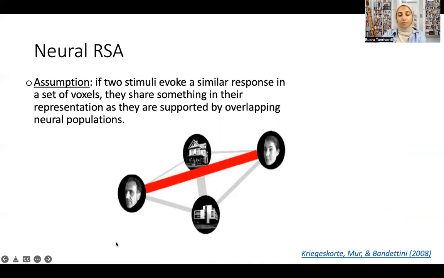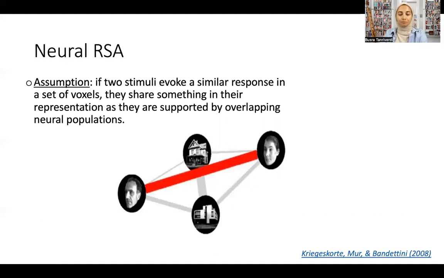The assumption with neural RSA is that if two stimuli evoke a similar response in a set of voxels, it must mean that they share something in their underlying representation, because they are being supported by overlapping neural populations. So in this example, the two faces will be highly similar to one another, as well as the two houses, but a face to a house similarity will be much lower because they have less information shared between them.